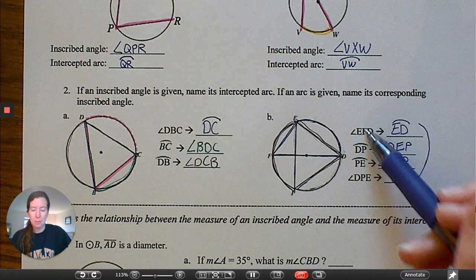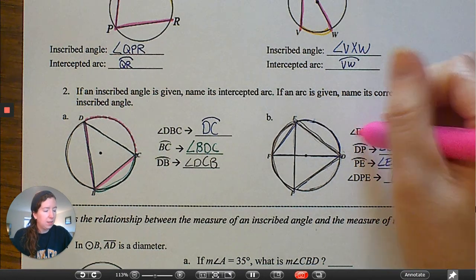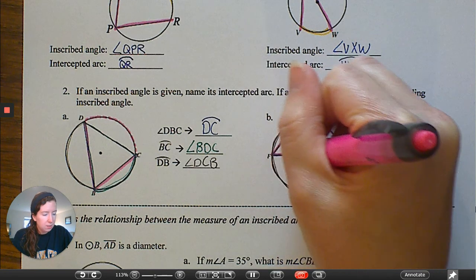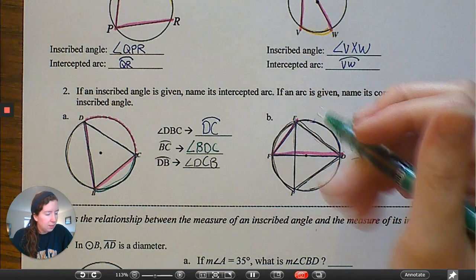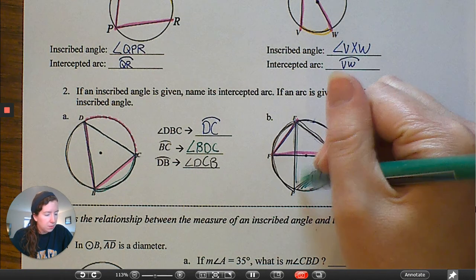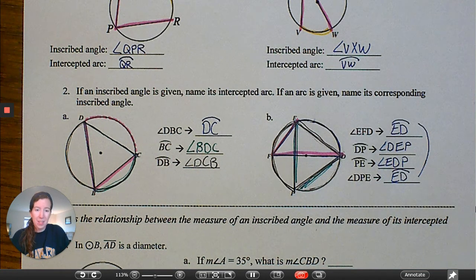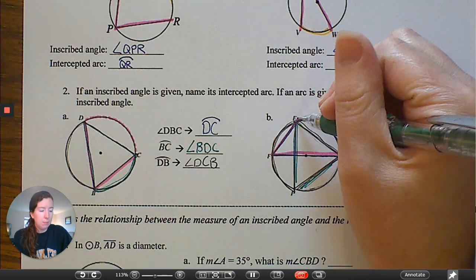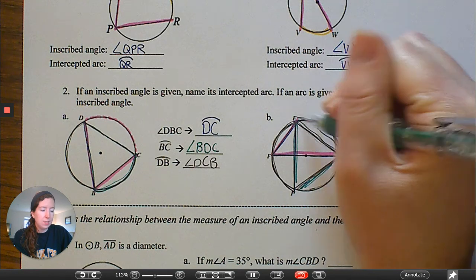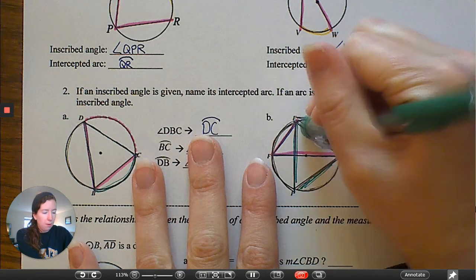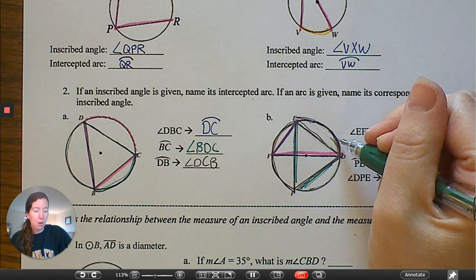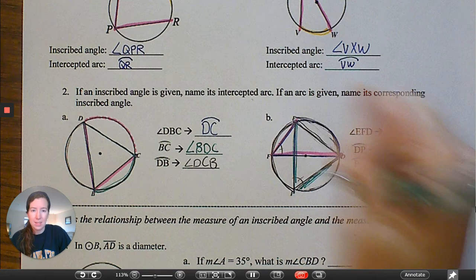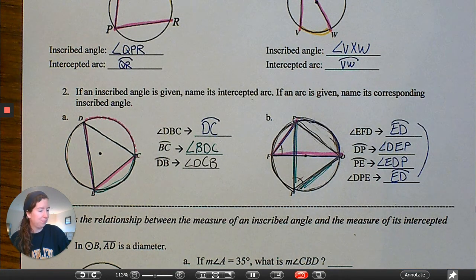So even though these aren't the same angles, right, we've got angle EFD, which was here, and then we had angle DPE, which was here. They're two different angles as far as where they are positioned, but they both intercept the same arc, ED or DE, depending on how you want to name it. Now, even though we don't know what these angles and arcs measure, because they both go into the same arc, we know that they're going to have the same measure, whatever that is. So that's kind of cool.